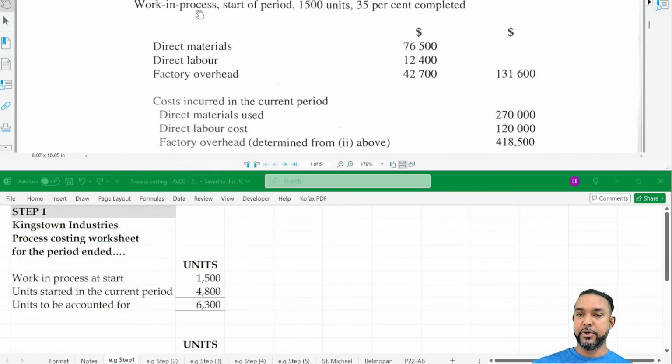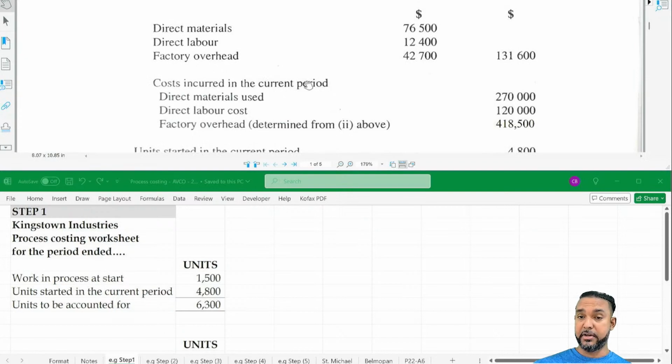Right. So you had work in process at start: 1,500 units, 35% complete. And you had some costs, so materials, labor, and overhead for a total of that. Then you had costs incurred in the current period. Again, materials, labor, and then overhead. Right now it says determined from two above. I should actually blank that out, because this was part of another question, and you had to work out the overheads in the previous part.